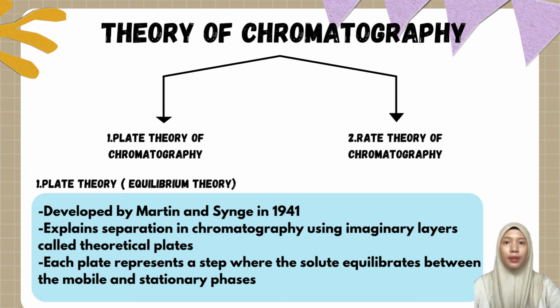Each theoretical plate represents a point where the solute reaches equilibrium between the mobile phase and the stationary phase. As the solute moves through the column, it keeps balancing between these two phases at every step. The more theoretical plates a system has, the more efficient it is at separating the different components in a mixture.